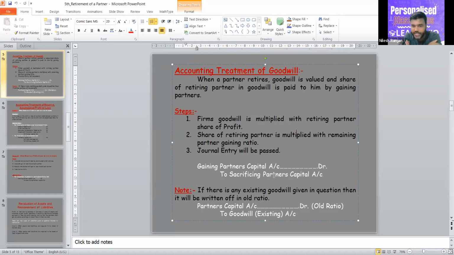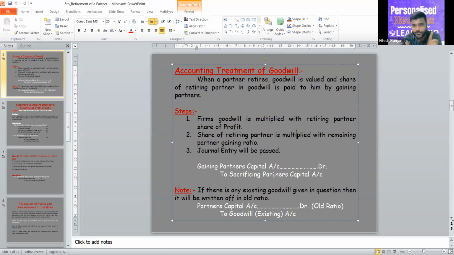Please read the note written here. If there is any existing goodwill given in the question, then it will be written off in the old ratio. What does it mean? It means if there is any goodwill in the firm, we have to remove it first, and it will be written off in the old ratio.